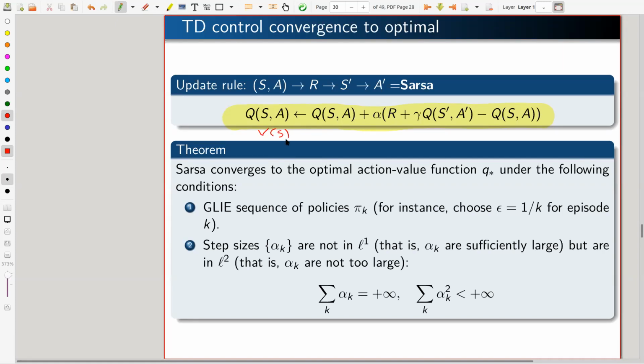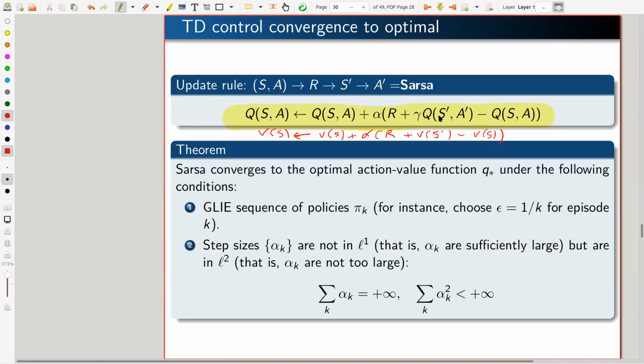The value of a state is updated by the value of the state plus the reward which is obtained, plus the value of the next state, minus the original value of the state. Remember, this was the update rule for the value function.